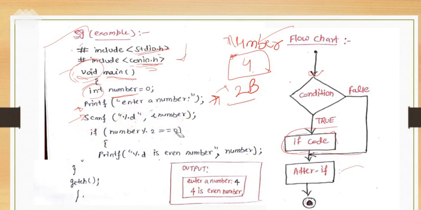Okay, so what will be the output? If I am entering a number, it will print a message, and if 4 is entered as an input, then it will show "4 is even number" as output. So this is a program for the if. I hope it's clear to all.